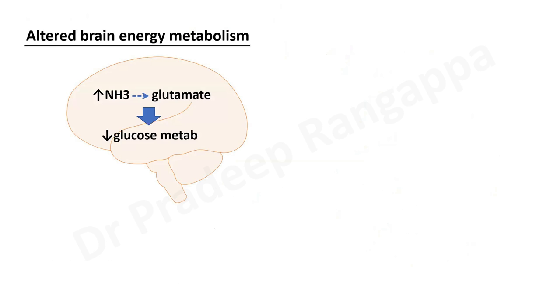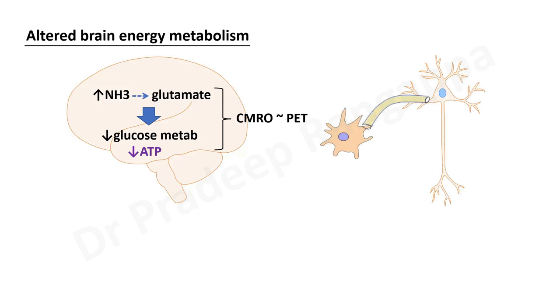So then it has also been shown there is altered brain energy metabolism. Because there is increased ammonia conversion to glutamate, it is shown that the glucose metabolism in the brain also substantially comes down, and there is reduced ATP production within the brain cells, which means brain cells get fatigued, and there is a hypoactive brain that happens because of reduced ATP production. And this has been shown in the cerebral metabolism recording that was done with PET scans. So this is what they have shown.